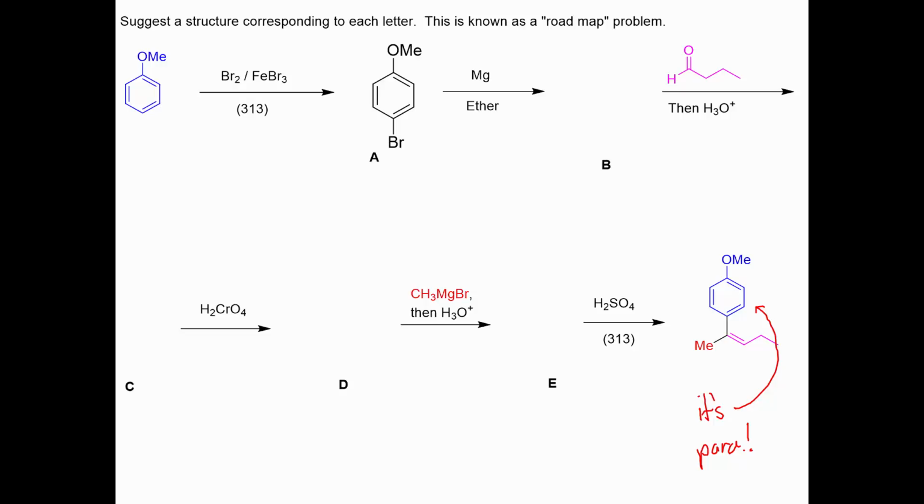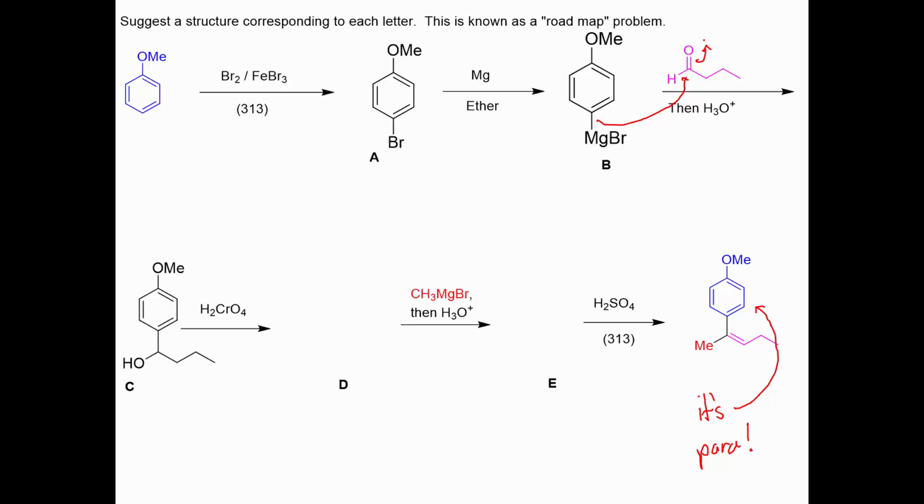In the next equation, we're making a Grignard reagent from our aryl halide. That's our Grignard reagent right there. We're treating that with an aldehyde followed by H3O+. That's just going to add the Grignard to the aldehyde carbon, and since it's an aldehyde, we're going to get a secondary alcohol out of this, and that's our product.